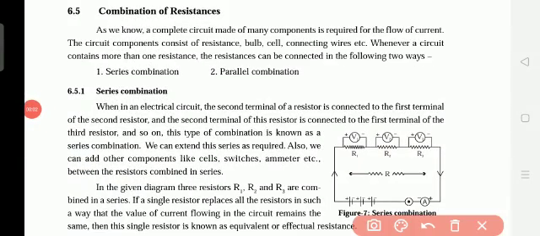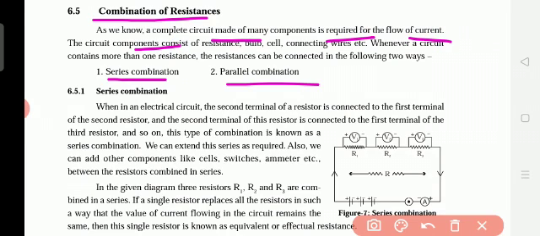Okay, you see here combination of resistance. Okay, so here this is very important. It may come in the exam also. Okay, so they ask series combination or parallel combination. Series means what? It is in line.